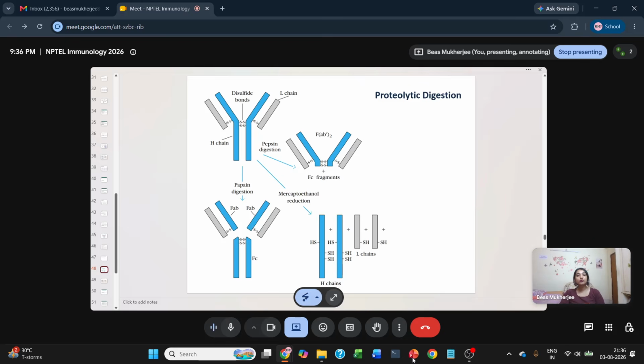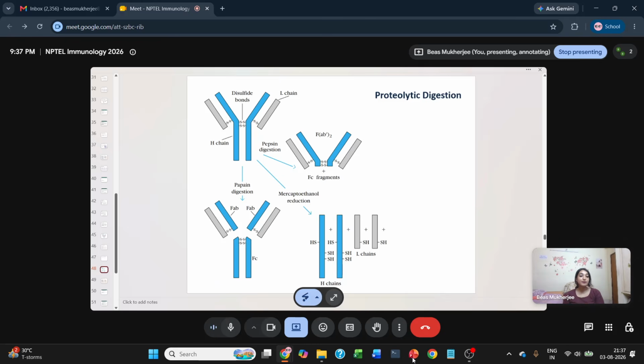Now, if you use papain digestion, it is going to cleave above the hinge region. Then the two Fab regions are separated out, but they are still active. The Fc region is also separated out, but its structure is intact, so it will retain its effector activity. So you will see two bands once again. One band corresponds to the Fab, and the other band corresponds to this Fc region.